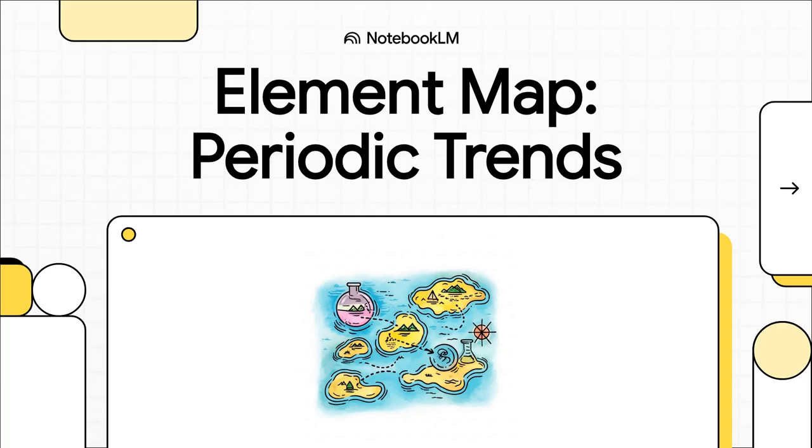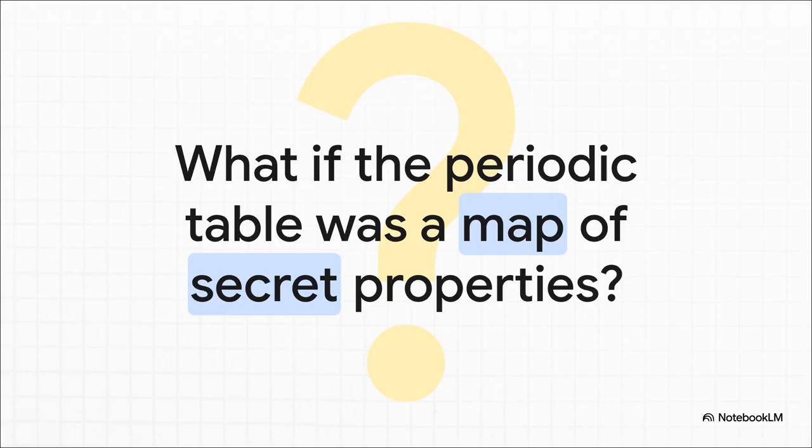So let's dive in. So what if the periodic table wasn't just a grid of boxes? What if it was a real map, with mountains of reactivity and deep valleys of stability? That's exactly what we're going to explore. And the coolest part? This whole map follows a hidden logic, a set of patterns that are so predictable they explain, well, pretty much everything about how elements behave.